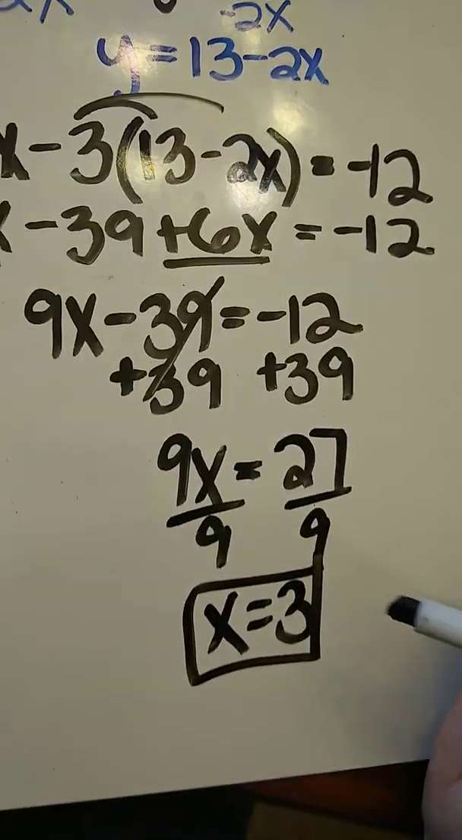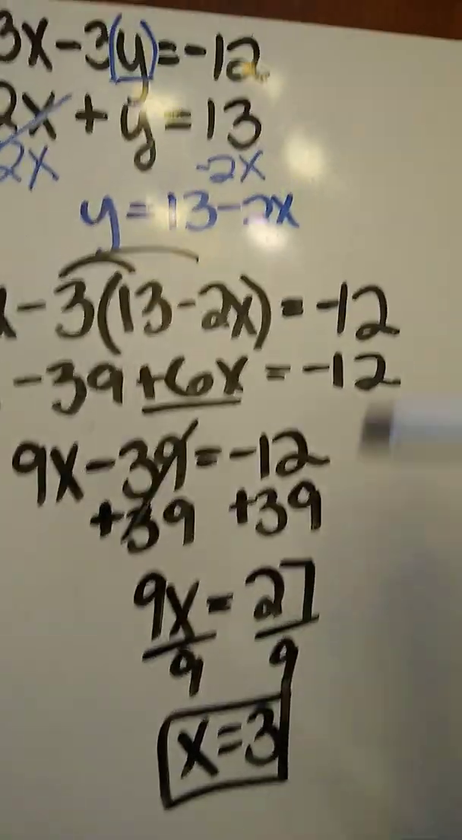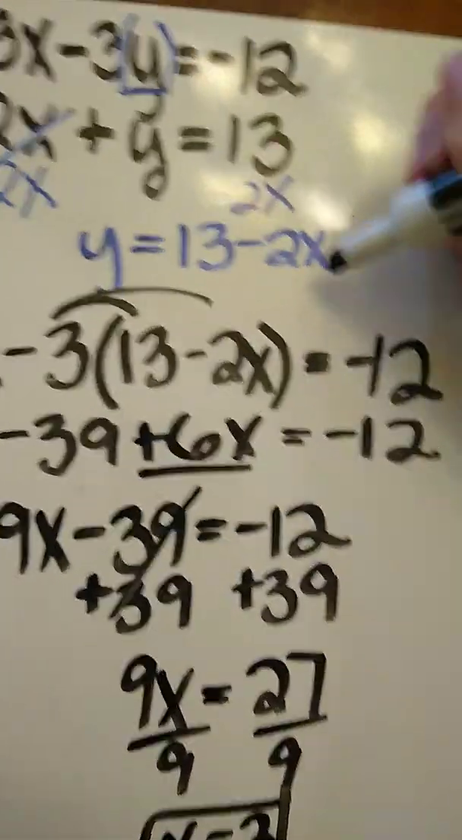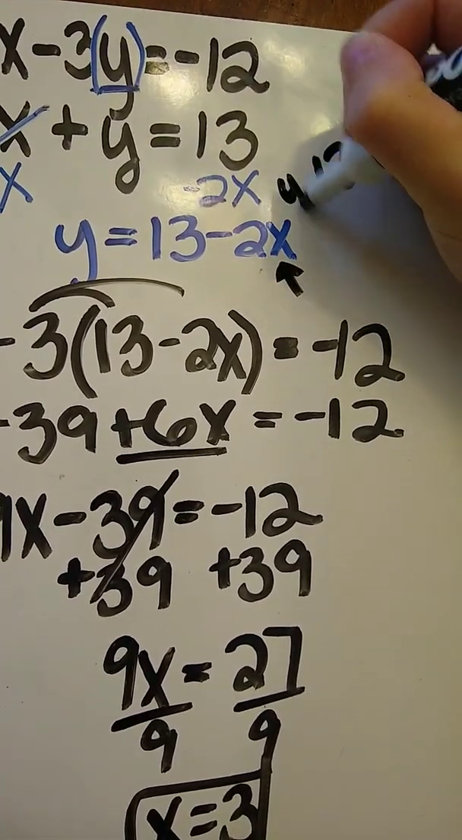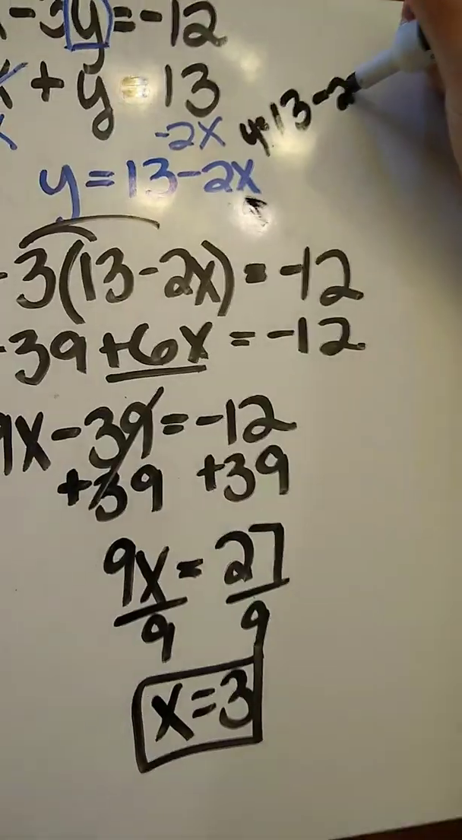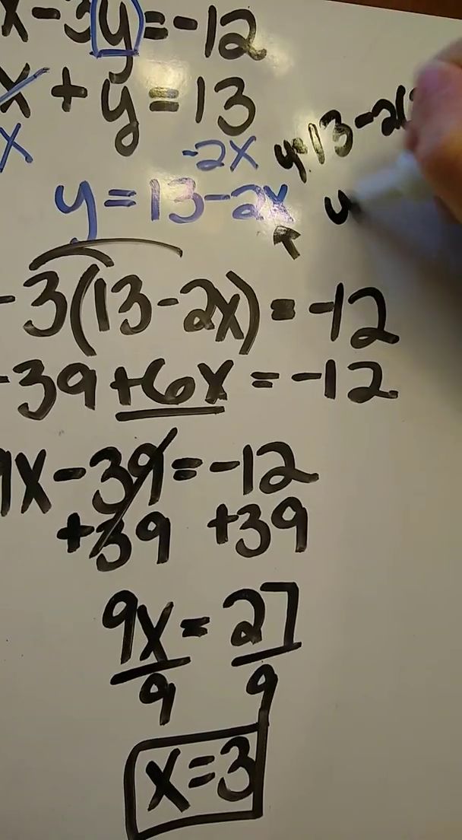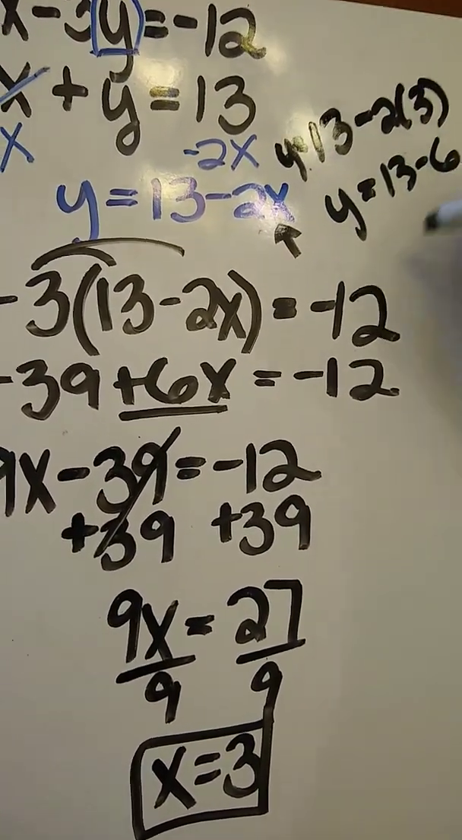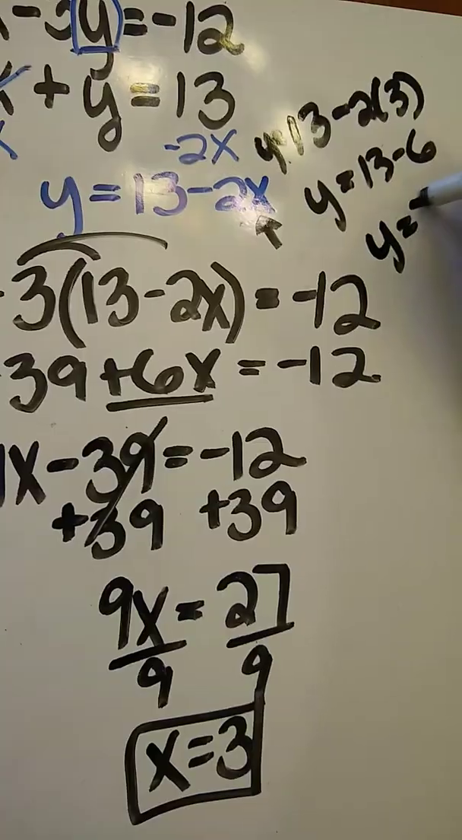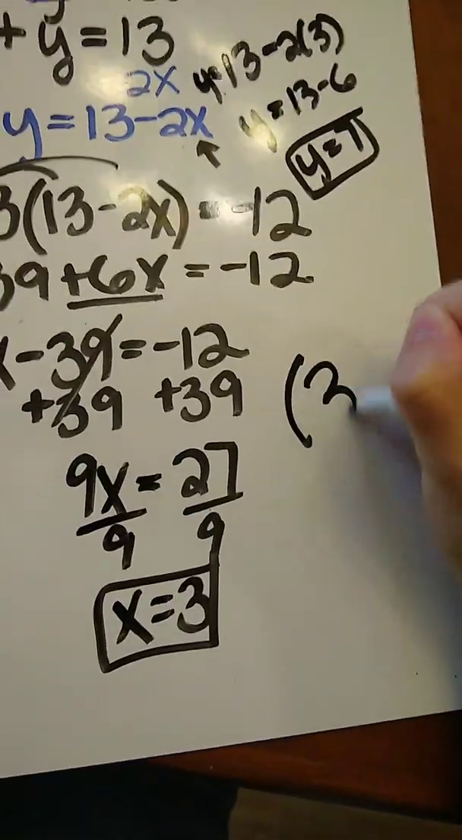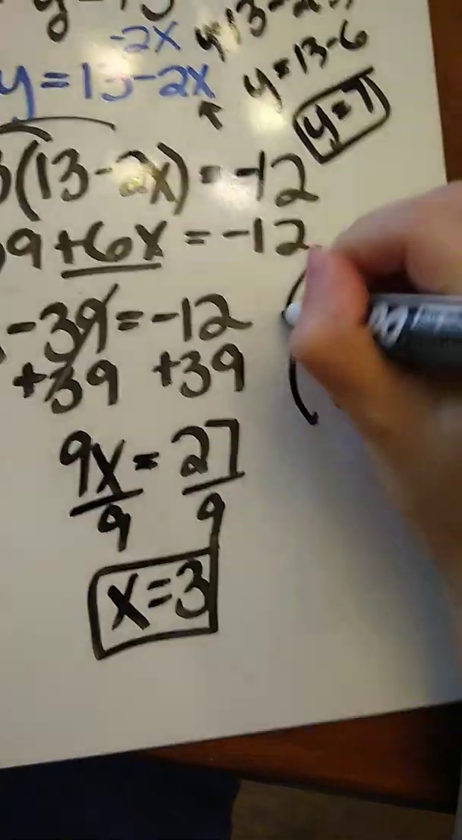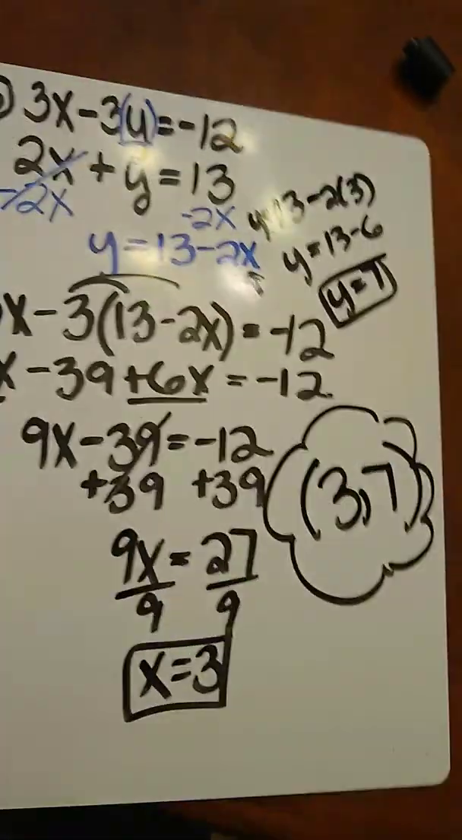So now I'm going to take that x equals 3 and plug it back in so I can find out what y is. So right here, y equals 13 minus 2 times 3. So that'd be y equals 13 minus 6. 13 minus 6 is equal to 7. So y equals 7. So my very final answer is 3, 7. And that is the entire problem.